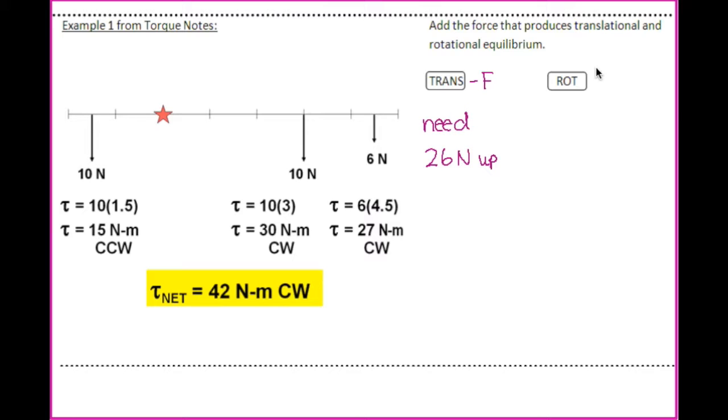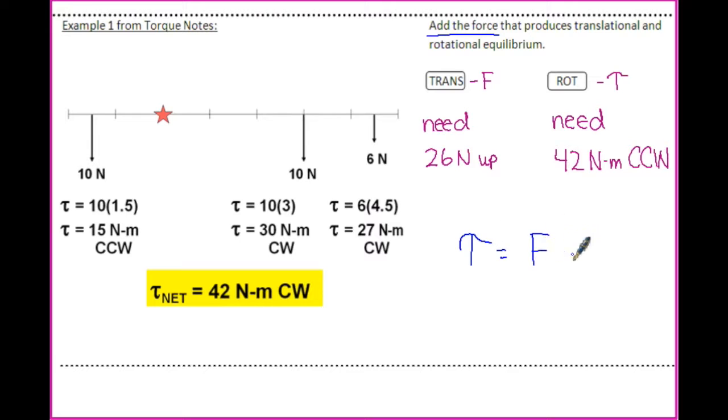So you can tell for rotation, right now there's a net torque going clockwise. Well, to make rotational equilibrium, I need to cancel that out. I'm going to need a torque that is 42 Newton meters counterclockwise to cancel that one out. So that was the same magnitude, just the opposite direction. So now I know I need 26 newtons, and I know I need a torque of that. So now I need to actually draw the force on here. So I need to figure out where to put it.